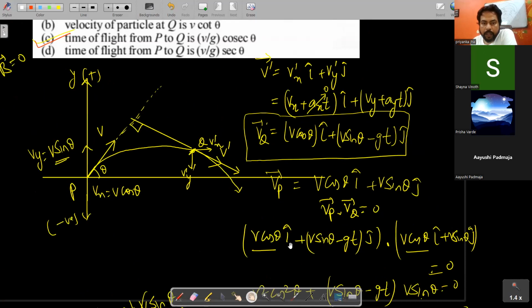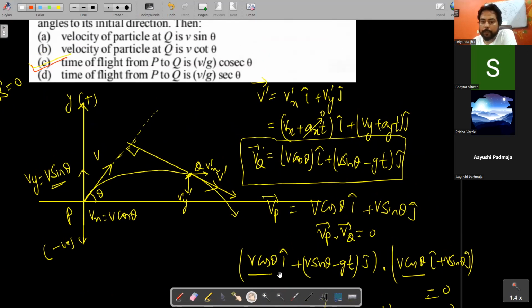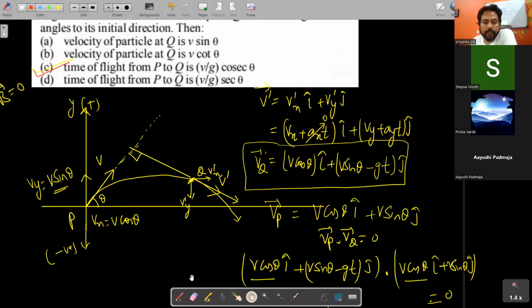Okay, got it, sir. Now you have to find the velocity at point Q. So what you have to do? You have to put this time in this equation so that you will get the velocity at point Q. So VQ would be V cos theta, which is fine, there is no t term here, plus V sin theta minus g into t. What is t here? t is V by g sin theta.